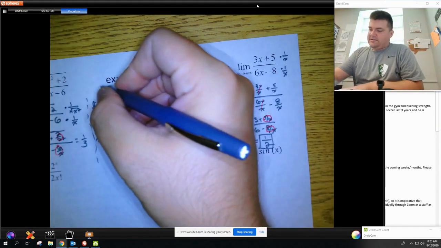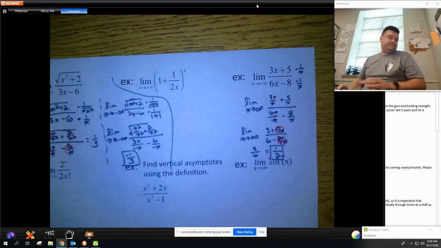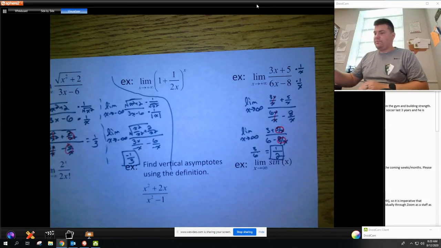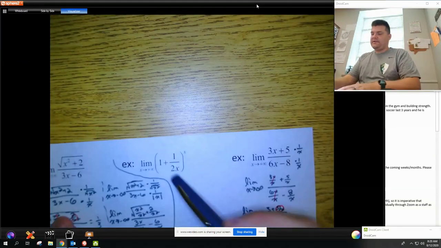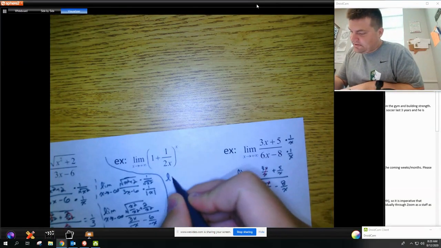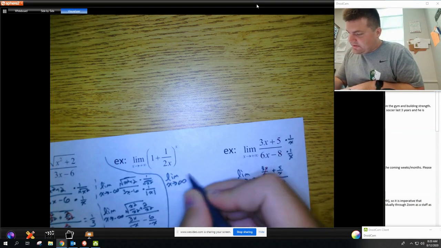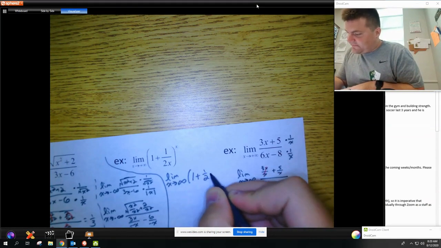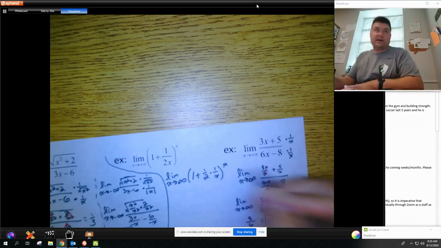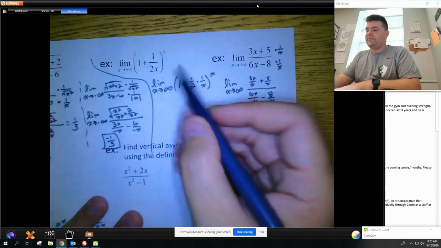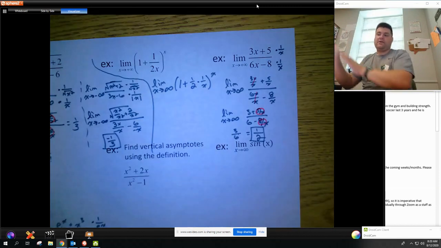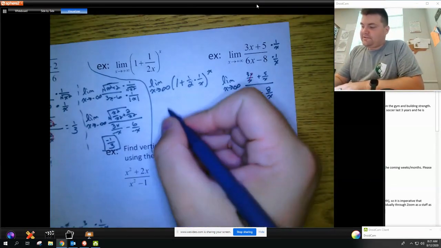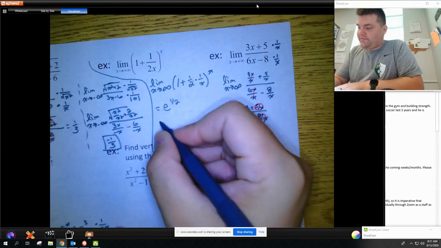Next one. Sorry, this kind of went away right there. So this one looks just like this formula that we did right here, except the difference is we have a 2 on the bottom. I like to rewrite that as 1 plus 1/2 over x, to the x. Like I said, whatever the coefficient is in front of this makes that the power. So what's the coefficient in front? It's a 1/2. So this is e to the 1/2, which is the same thing as square root of e.